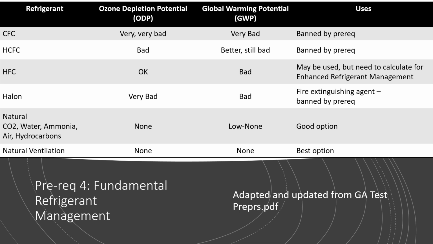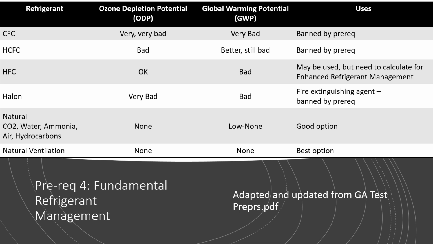The Montreal Protocol is the treaty that phased out CFCs by 2010, HCFCs by 2030. Prereq 4's requirement is not to use chlorofluorocarbons, or CFCs, or hydrochlorofluorocarbons, HCFC-based refrigerants in new heating, ventilating, air conditioning, and refrigeration systems. When reusing equipment, you'll need to complete a phase-out conversion before project completion.